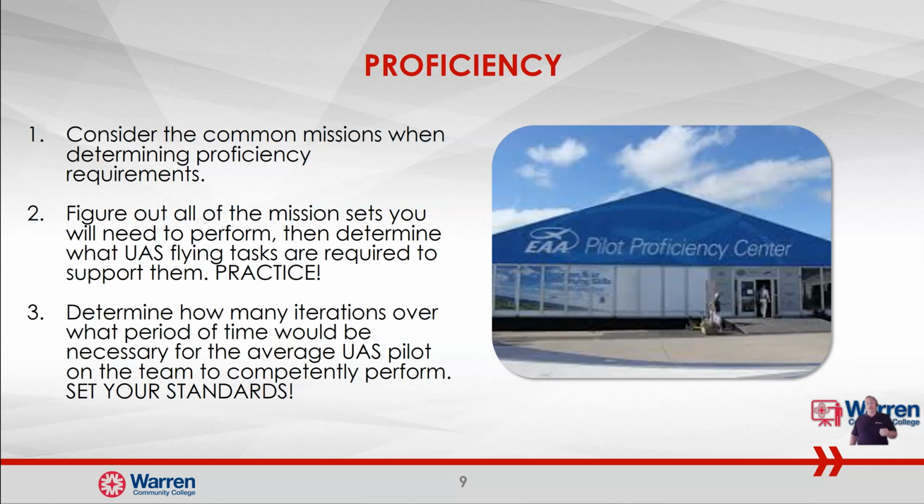Determine how many iterations, over what period of time, would be necessary for the average UAS pilot on your crew to competently perform. This is where you're going to set your standard. So maybe you say, okay, we're going to practice orbits because we're doing cell tower work. I want you to be able to do 10 orbits within a confined space consistently, and that might be my standard. I might have an ascension and descension for the same, where I need you to fly up, orbit, come back, fly down.